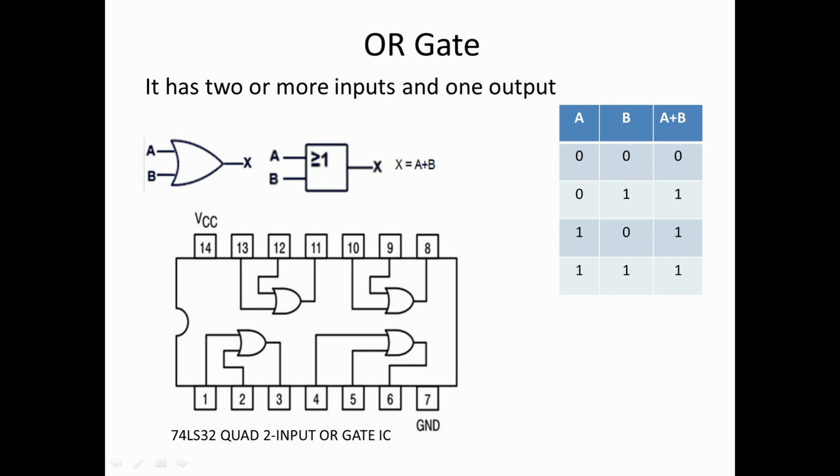7432 is the quad 2 input OR gate. It consists of 4 OR gates, and it is a 14 pin IC. Always check the IC numbering: there is a notch, and from it the pins are numbered 1 2 3 4 5 6 7, continuing to pin 8 9 10 11 12 13 14. This is the IC version, the 7432 quad 2 input OR gate IC.